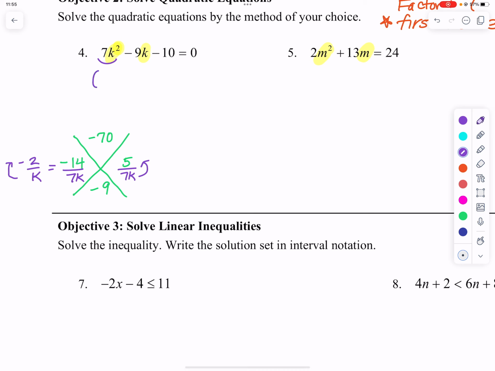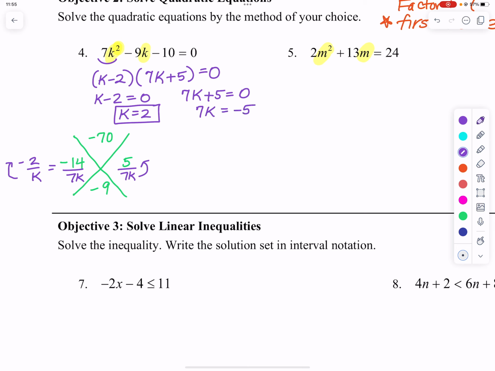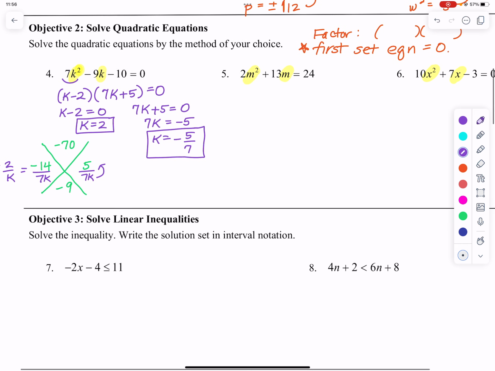So we can see now that we have a k minus 2 multiplied by a 7k plus 5. And that's where we came up with those. So to solve this, either k minus 2 is equal to 0 or 7k plus 5 is equal to 0. And we have k equal to 2, and we have k equal to negative 5/7. Now, what do you notice the difference here?